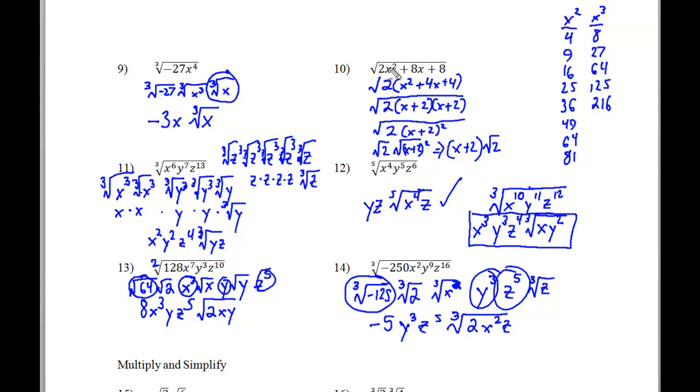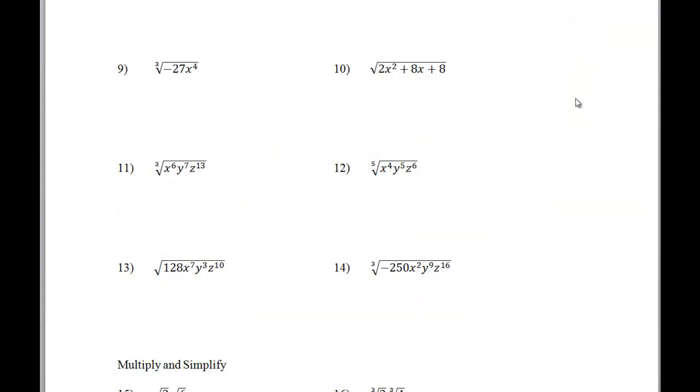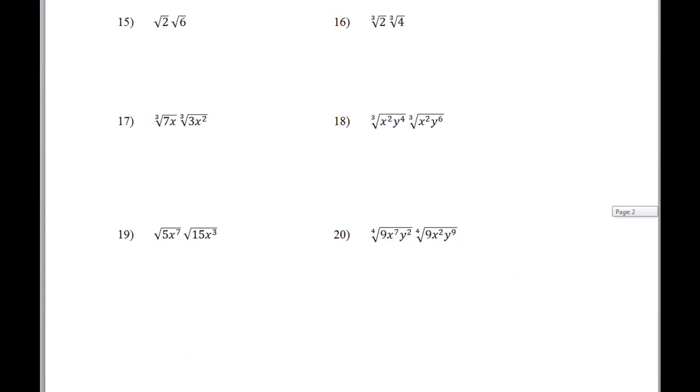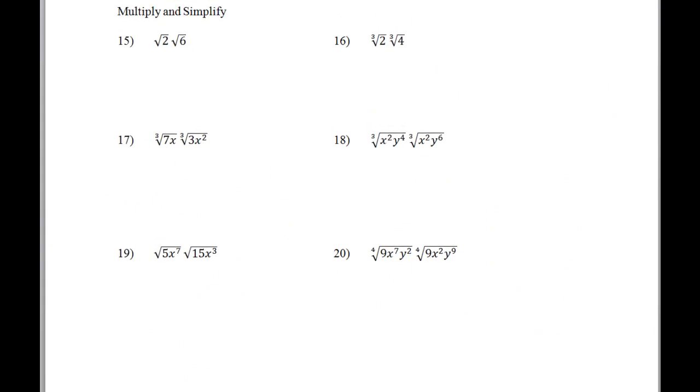Alright, for the bottom half here, let's do these 6 problems together. We're going to multiply and simplify. What's going to be kind of cool about this is that we can actually do more once we put the problem together than what we had at the start. So for example, square root of 2 times square root of 6, you can't really do anything with that.